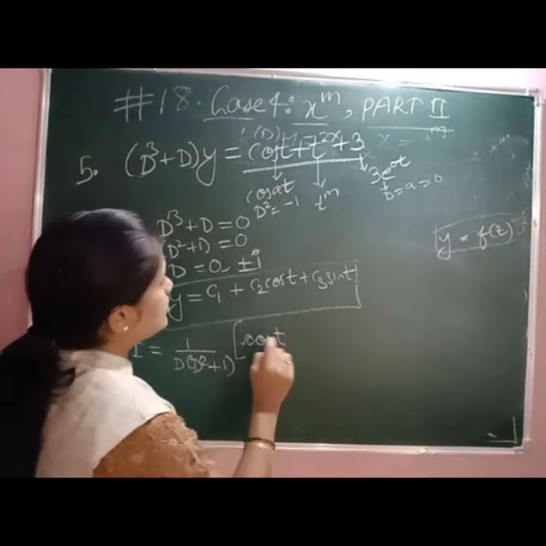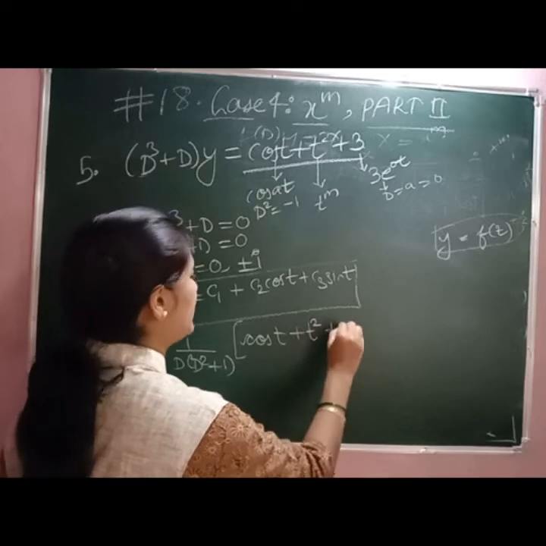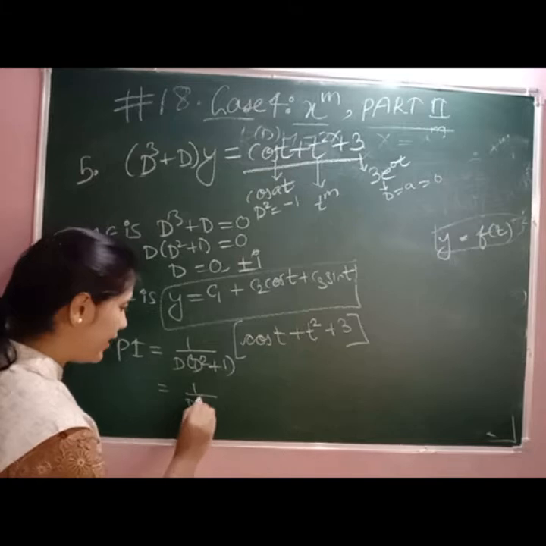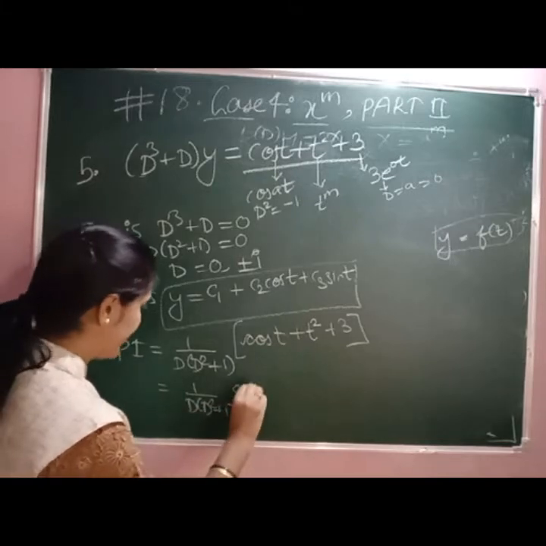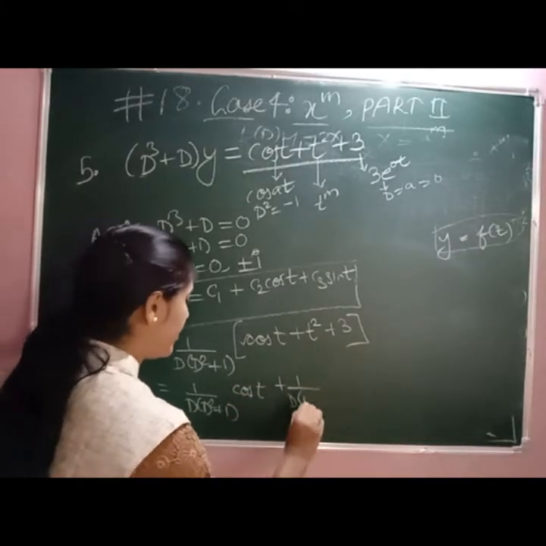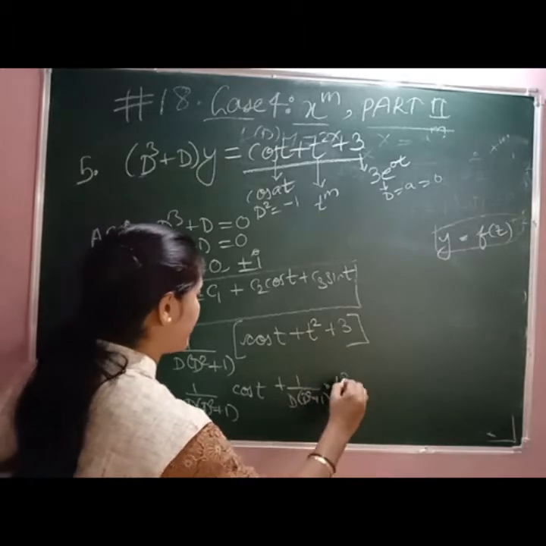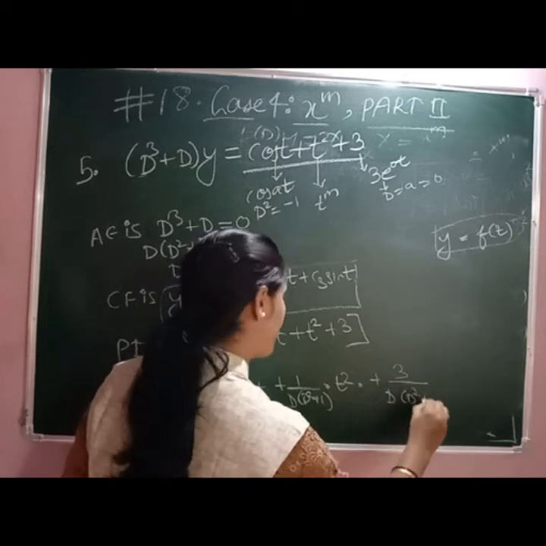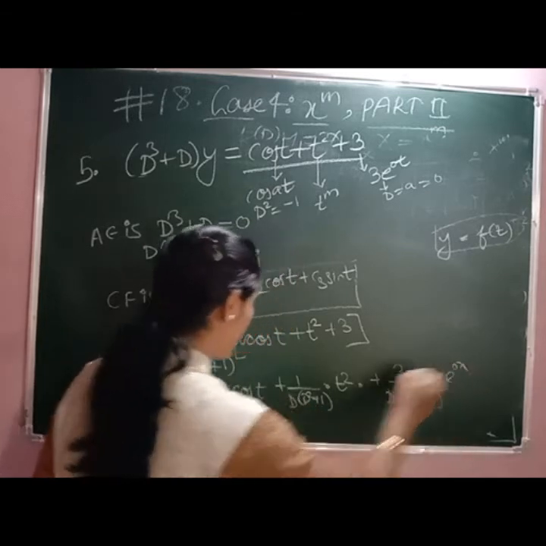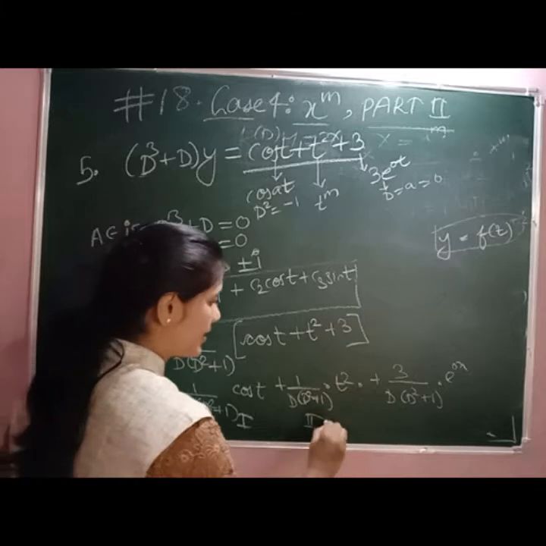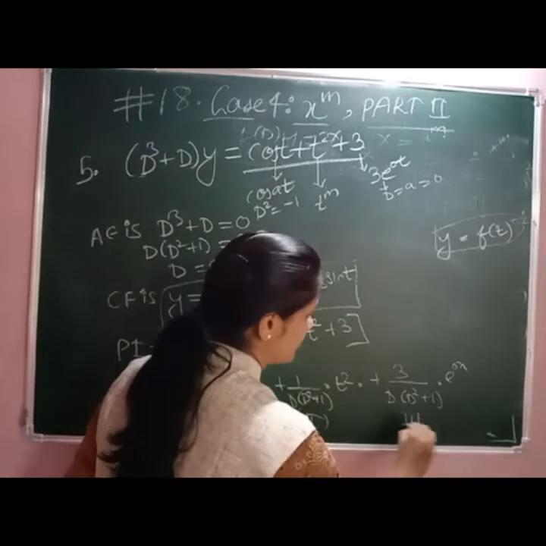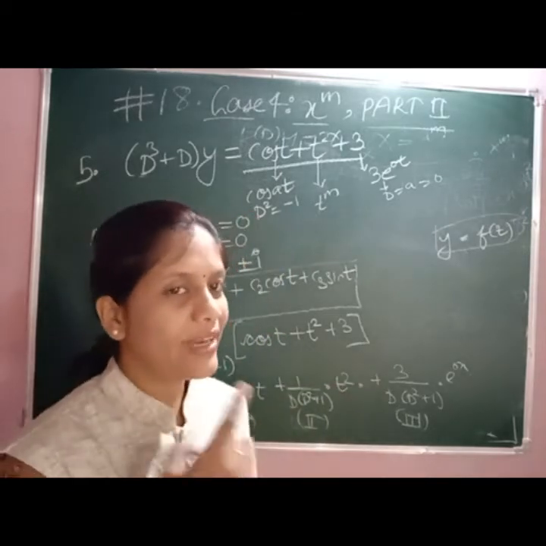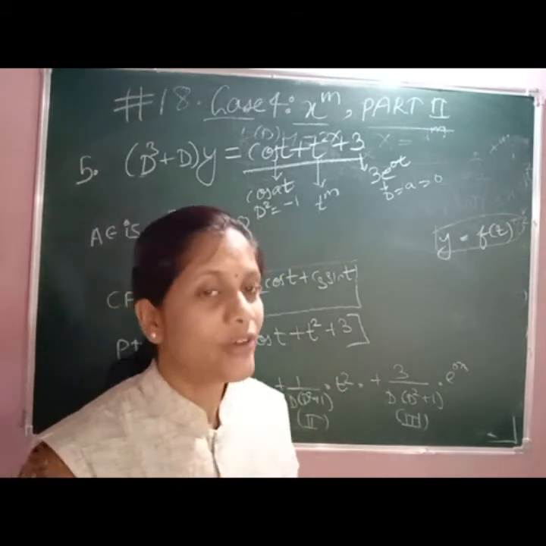Now, what is this? cos t plus t square plus 3, right? So this can be written as 1 upon D, D square plus 1 cos t, plus 1 upon D, D square plus 1 t square plus 3, as it is, D square plus 1 e raised to 0x. So this we will consider as first, this as second and this as third. First separately we will find, second separately we will find, third separately, and add all the three.